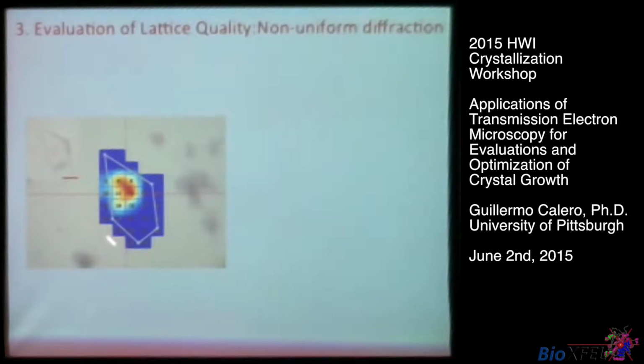In this case, this crystal, which is outlined by this polygon, shows that in this area of the crystal you had a good number of diffraction spots. However, in the other areas of the crystal, you didn't. After we saw this, we took some of these crystals back and looked at them on the TEM.